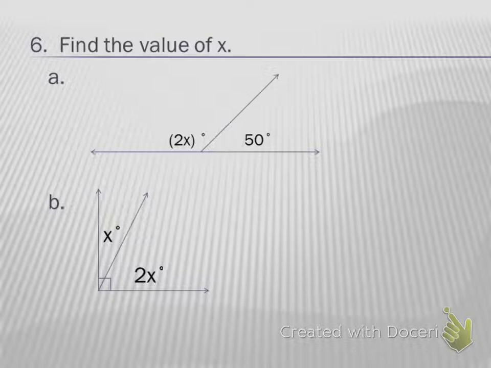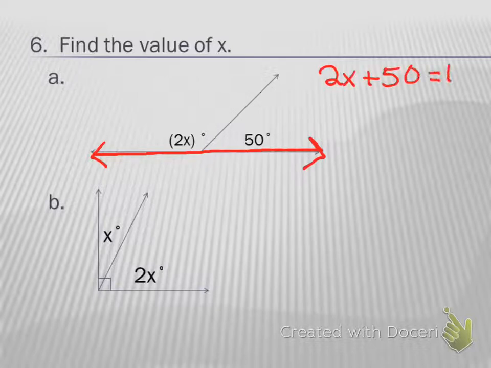So in part 1, you can see that these two angles form what kind of angle when you put them together? Someone said it. A straight angle, right? Straight angles measure what? 180 degrees. So when you take 2x and you add 50 to it, you should get 180. So I'm going to write that equation. I'm going to solve for x.